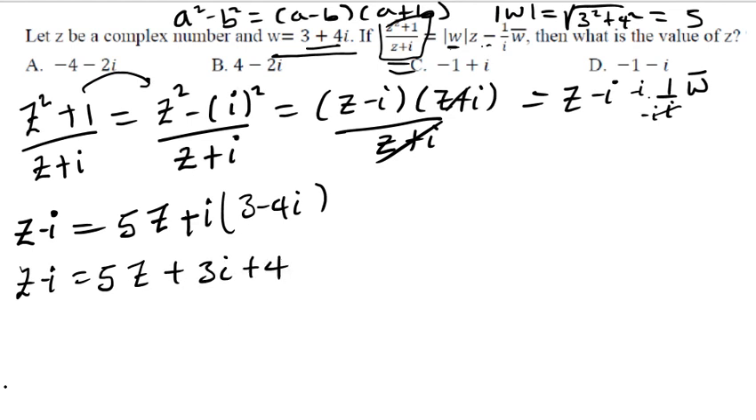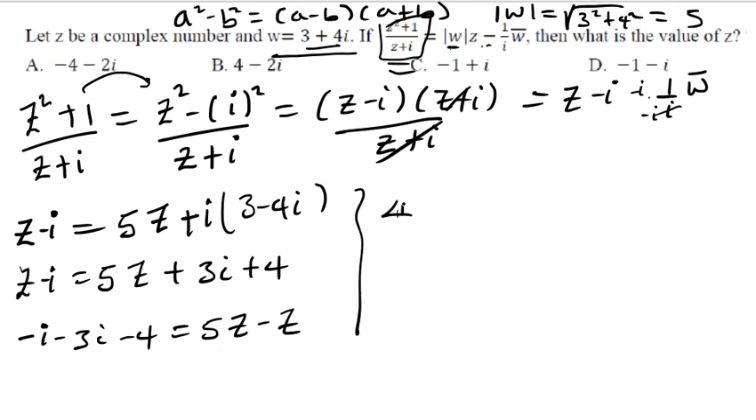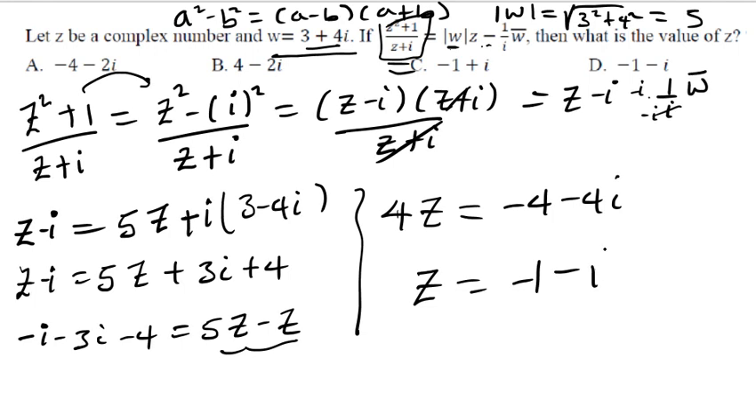Then we can reshuffle, we can collect everything here, so minus i, minus 3i, minus 4, I brought everything there, is equal to 5z minus z. I shift the z to the right side. The difference here will be 4z, so 4z is equal to negative 4 minus 4i. If you divide by 4 each, the z value will be negative 1 minus i. So the answer is found at D.